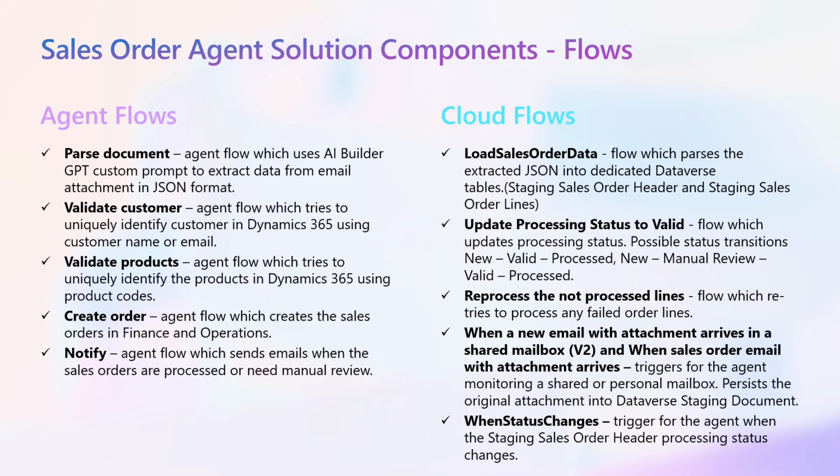Finally, the triggers of the agent. The triggers for emails received in personal or shared mailbox are cloud flows that, besides triggering the agent, also contain logic for persisting the received attachment into Dataverse. And the trigger when status changes is a Dataverse trigger, and each time the sales order header staging status changes to values like new, valid, manual review, or processed, this flow will trigger the sales order agent to orchestrate the next steps.